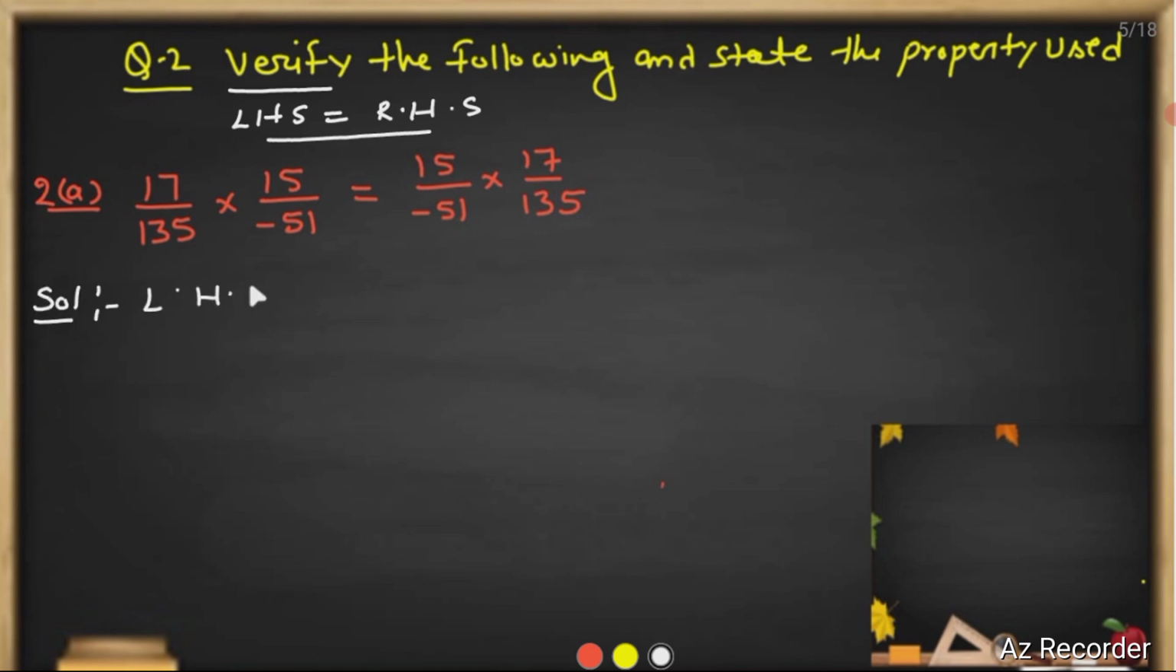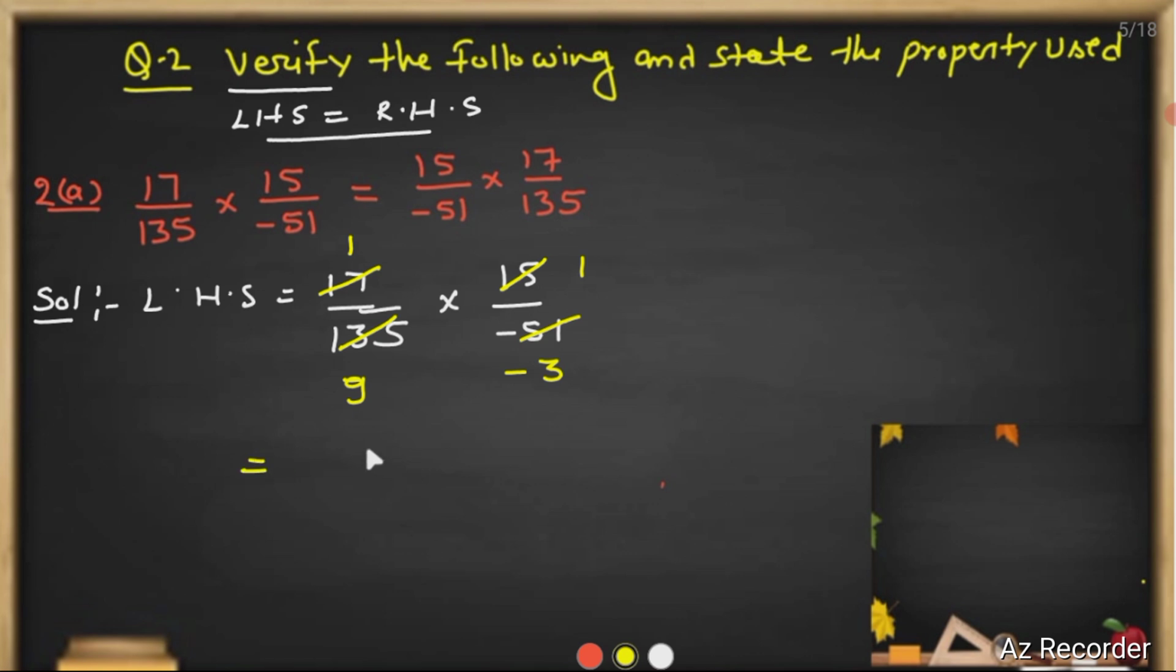Left hand side is equal to 17 upon 135 multiply 15 upon negative 51. So now if you have command on tables, you can say that 17 ones are 17 and 17 threes are 51, and 15 ones are 15 and 15 nines are 135. So you have in the numerator 1 multiply 1 and in the denominator 9 multiply 3, and the negative sign you have to apply in the numerator. So the final answer you have here is negative 1 upon 27. So this is the answer of the left hand side.